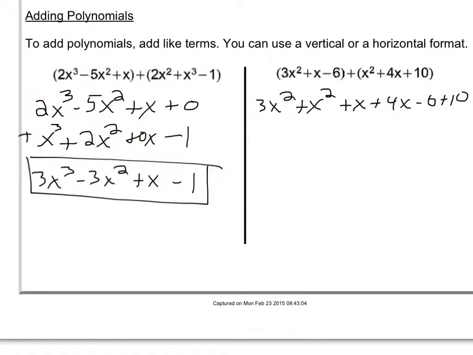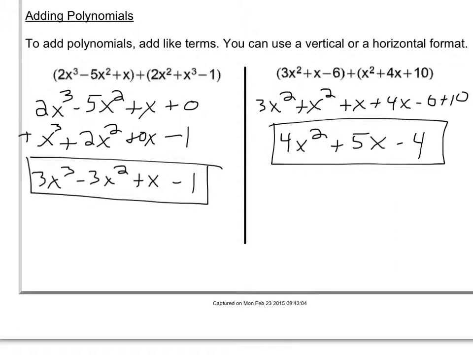Now that I have these set up like this, I'm going to do some grouping. I'm going to combine 3x squared plus x squared, and that's just 4x squared. I'm going to combine x and 4x, and that's going to give me 5x. And I'm going to combine negative 6 and 10, and that will give me negative 4. And that's going to be my final answer over here.